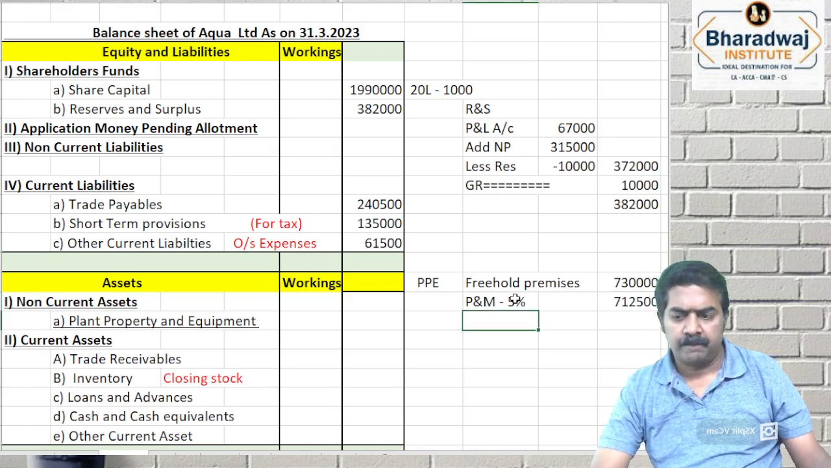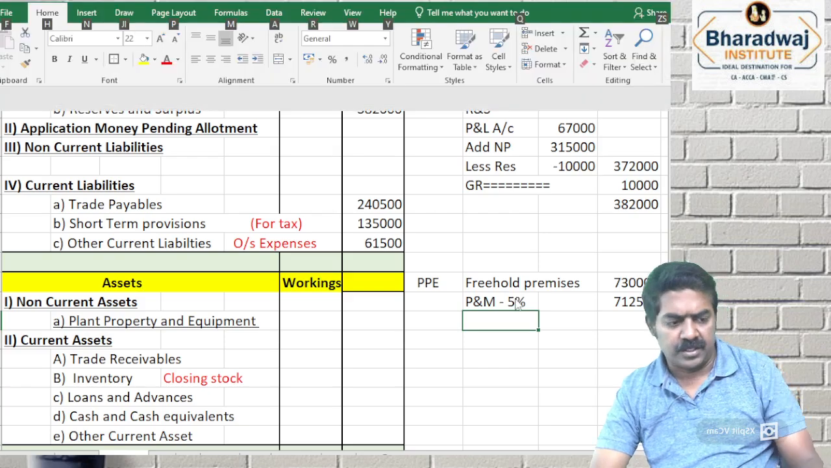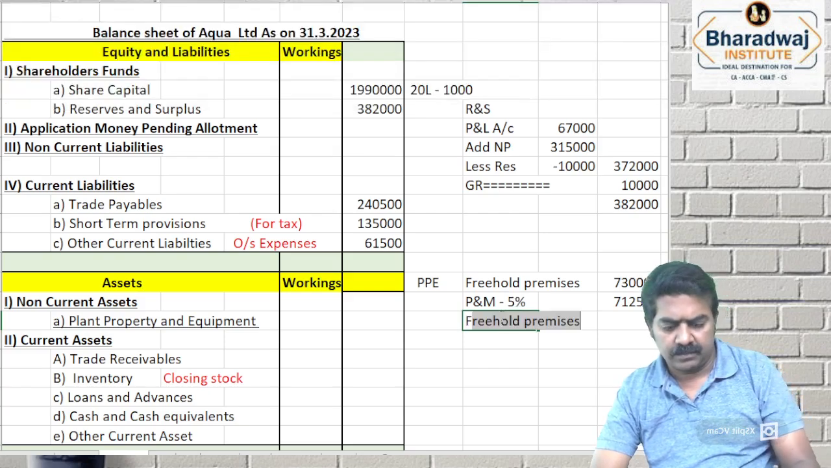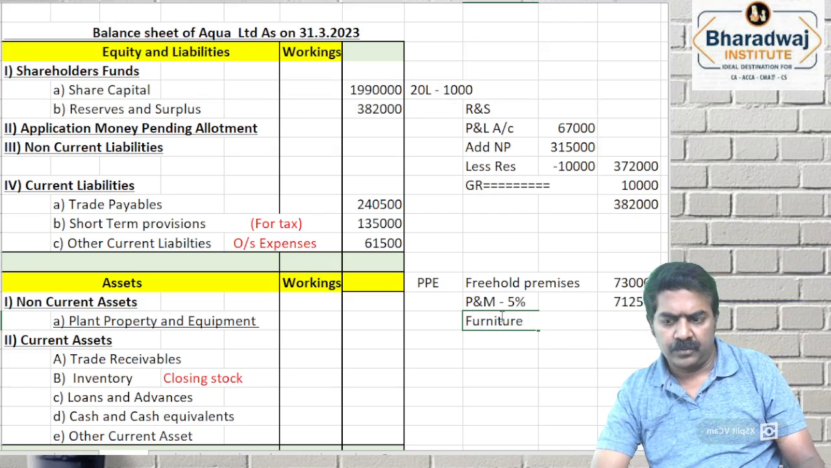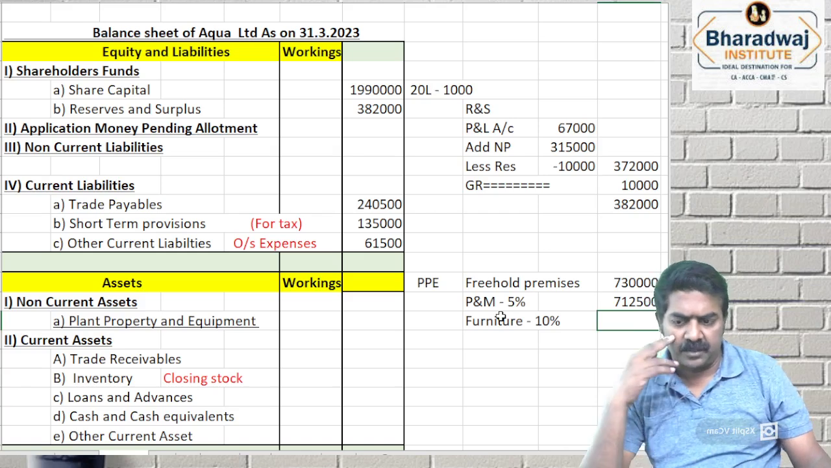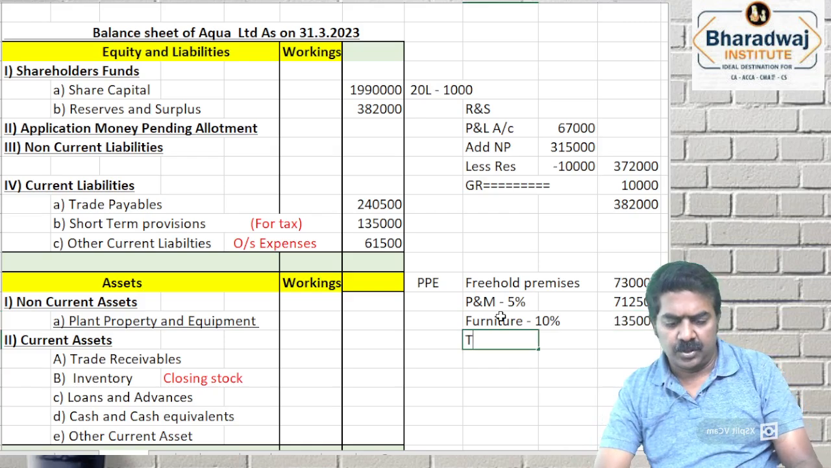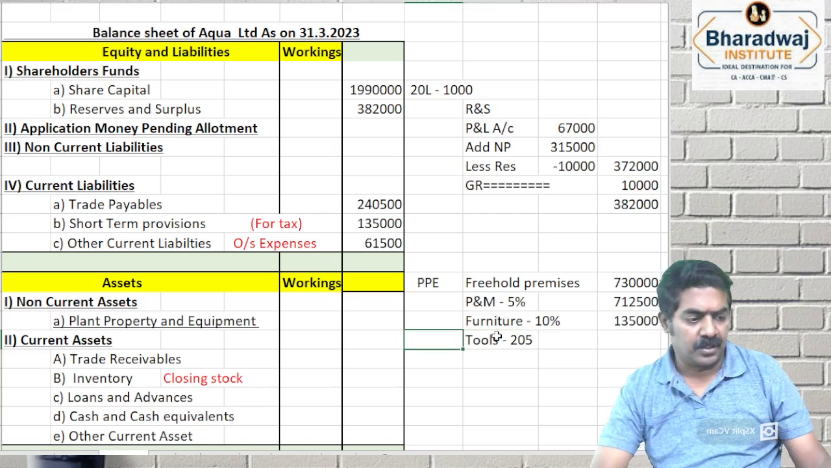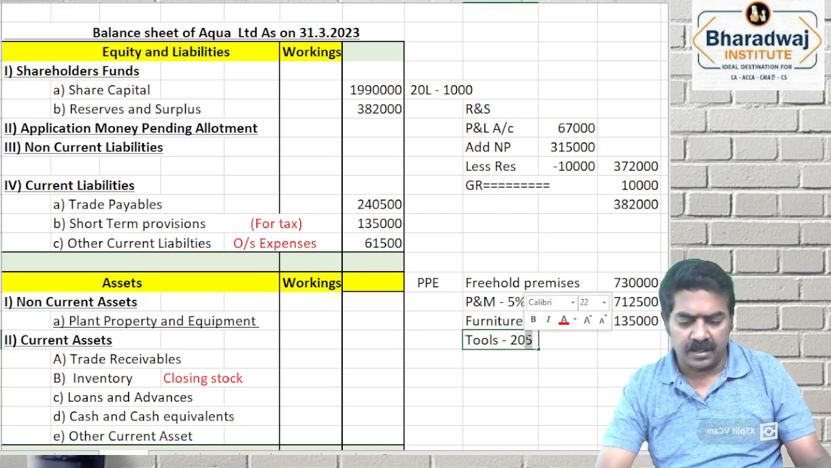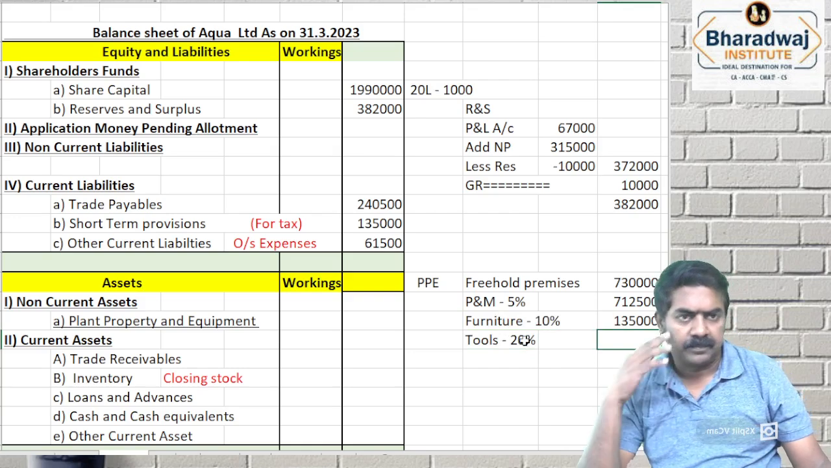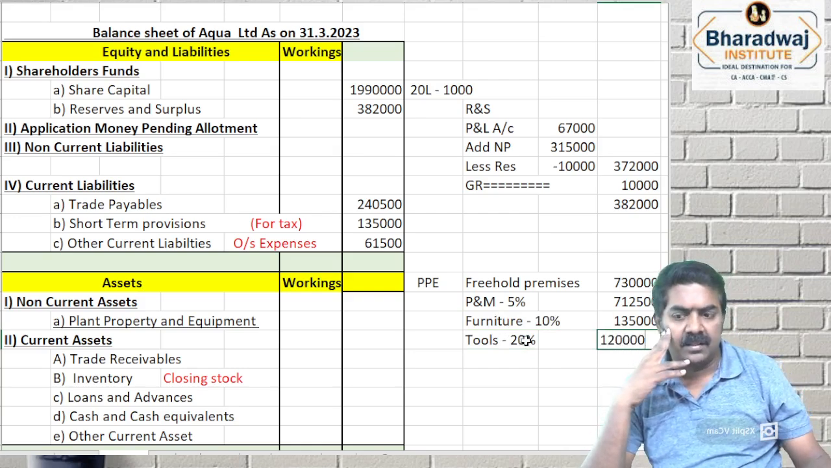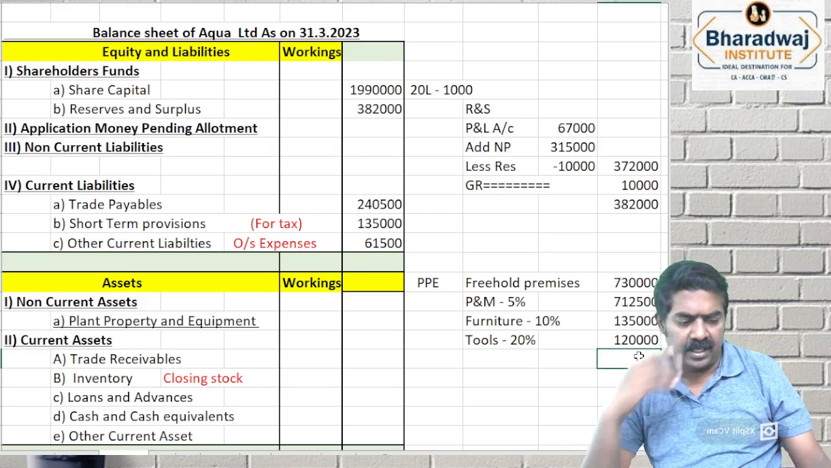Then furniture. Furniture minus what percentage? 10%. Furniture minus 10%, 1,35,000. Tools minus what percentage? 20%. Tools minus 20%. How much do you get? 1,20,000. Any other asset?